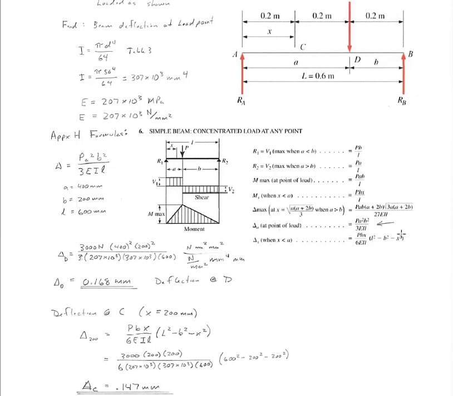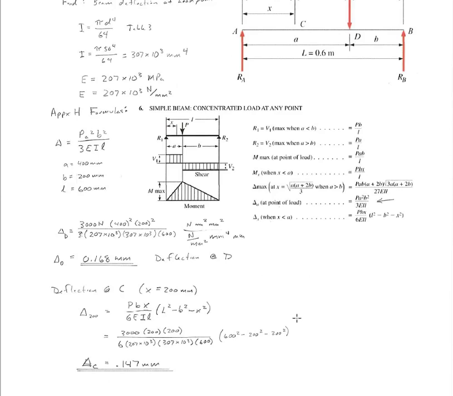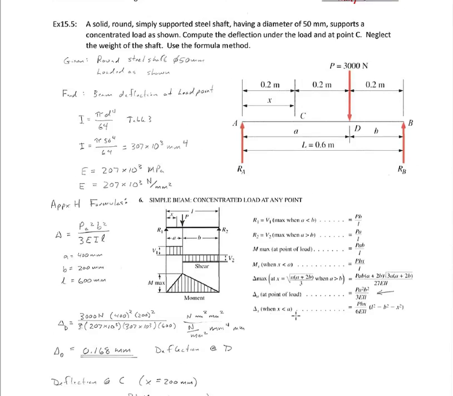Okay, so what we'll do is we'll use this formula right here, and we'll substitute in x and b and L and E and I and P and everything else. When we substitute that in and work out the equation, we end up with 0.147 millimeters. So that is an example of how to use the formulas to solve a deflection problem. Pretty easy, huh?